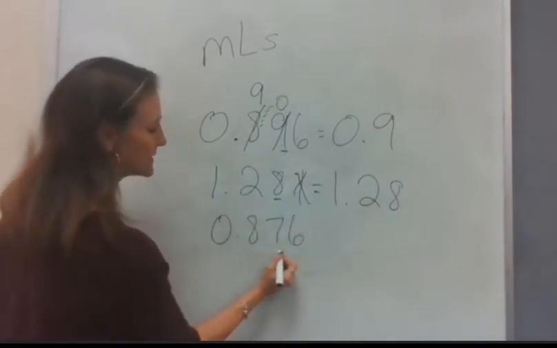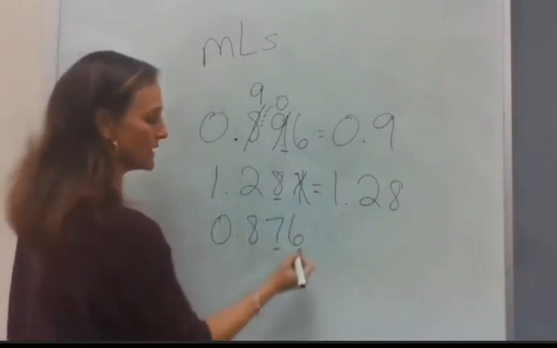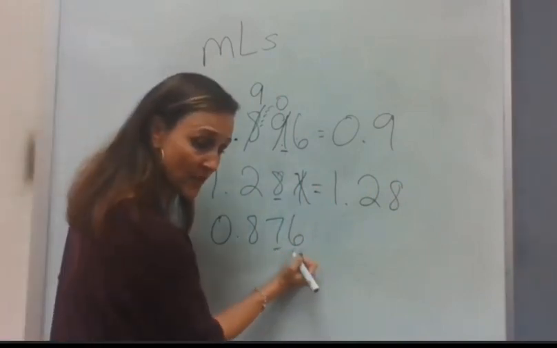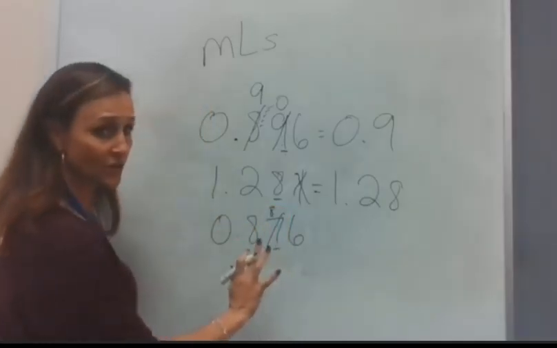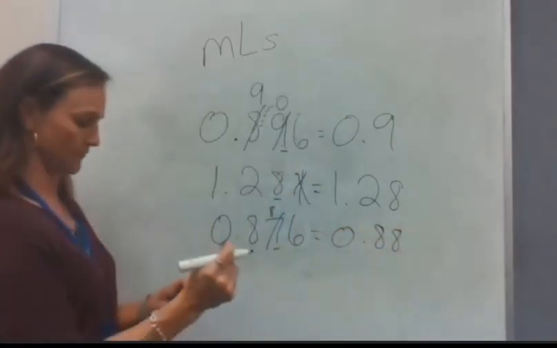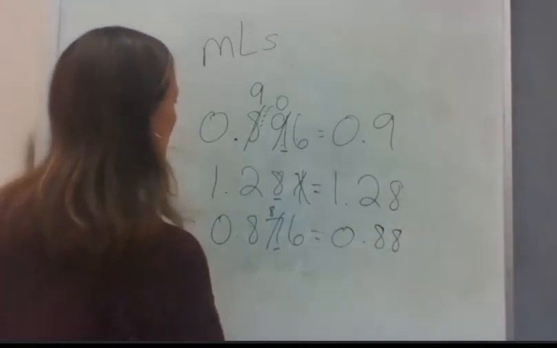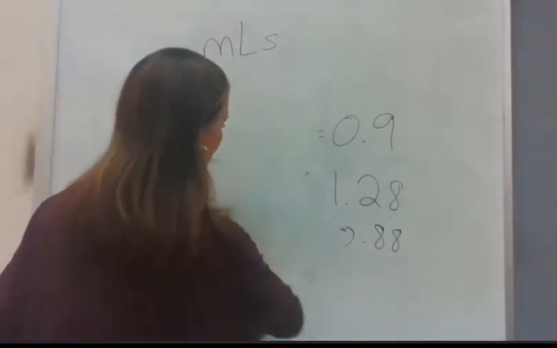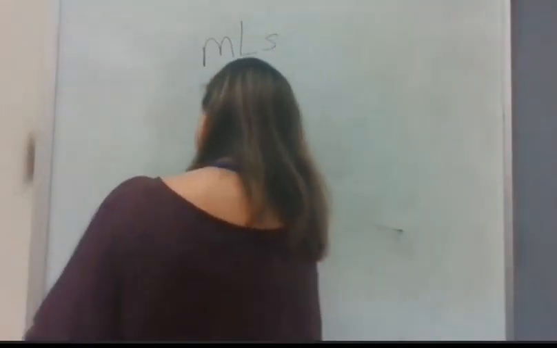0.876. Tenths, hundredths. Let's look at their friend. Will their friend affect them? Yes. So it's going to make this an 8. That 8 doesn't change anything. So my answer is 0.88. Got it? All right, let's do another one that's going to get a little tricky. I want to see if y'all can do this one.